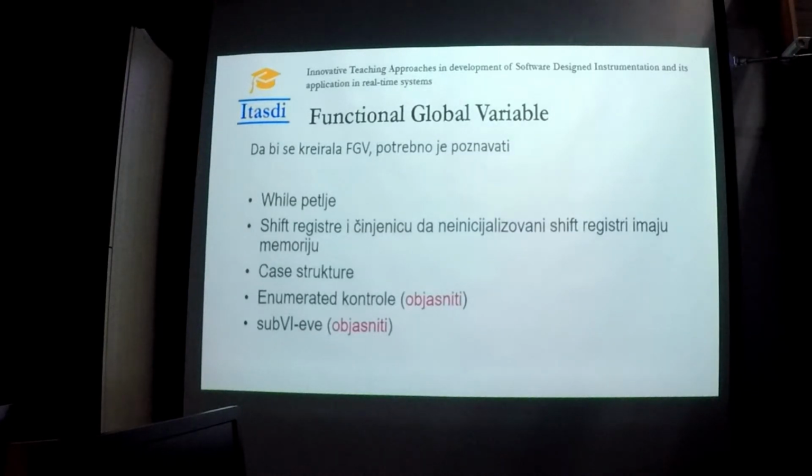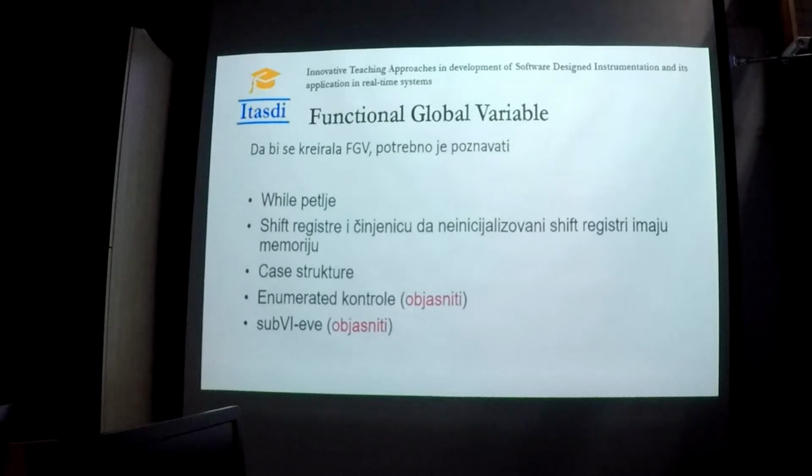So in order to create this FGV, we have to know about while loops, shift registers, and the fact that non-initialized shift registers have memory, case structures, enumerated controls, and sub-VIs. I've been talking earlier about enumerated controls and sub-VIs, so you're already familiar with this. I won't go much into this. Enumerated controls means that you make a simple custom control which has an enum control within itself, and you define the states of that control.